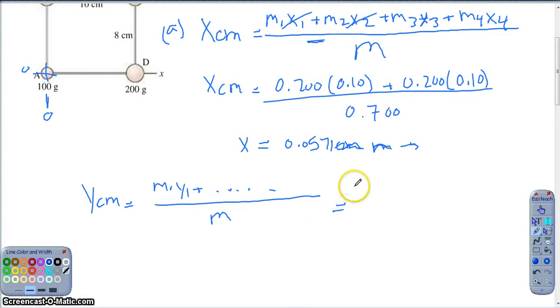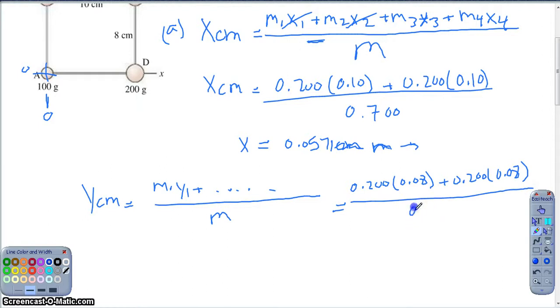So I'd end up with 0.200 times 0.08 plus, again, 0.200 times 0.08, and then all divided by the total mass of the system, which once again is 0.700. So I've got those measurements, and when I calculate that, I got my 4 4/7 centimeters. So we get about 0.04 and obviously some change as well, meters, which converts to 4 4/7 centimeters.